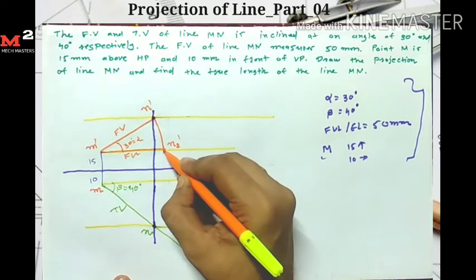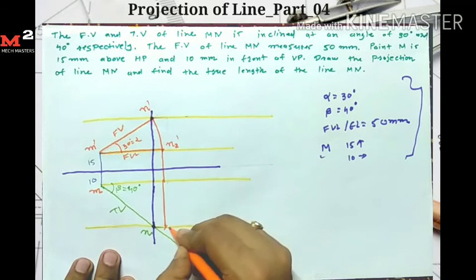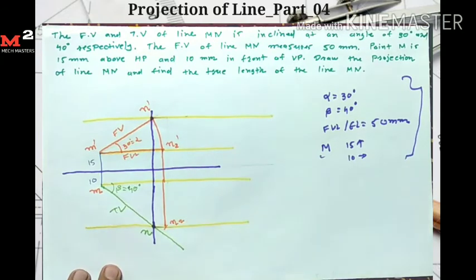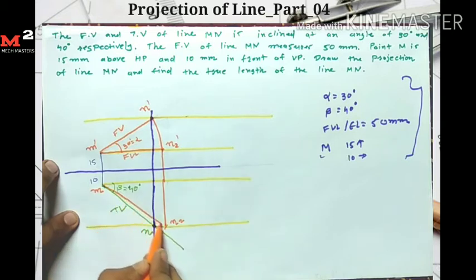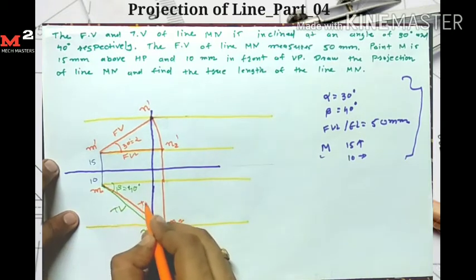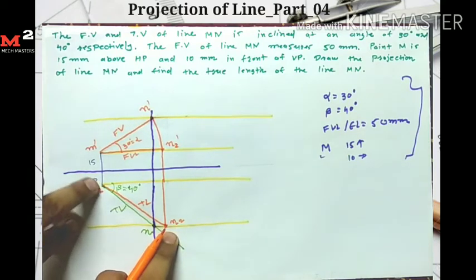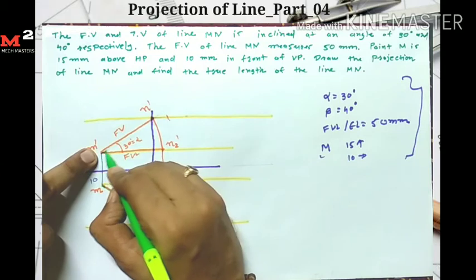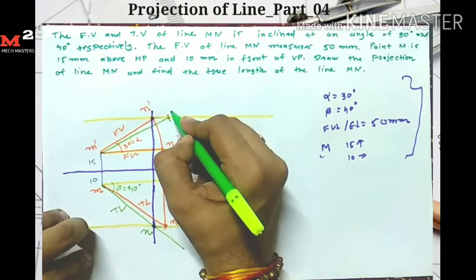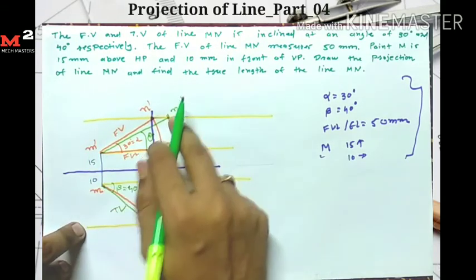Now from N2 dash I take the projection, which intersects here. Here I give the name N2. So here I have my true length. This M N2 is my true length. Now that I have the true length, I take this much as a radius and M dash as a center, and draw an arc here. So here I draw the true length and give the name N1 dash. And this angle is theta. This is the true length made with the horizontal.